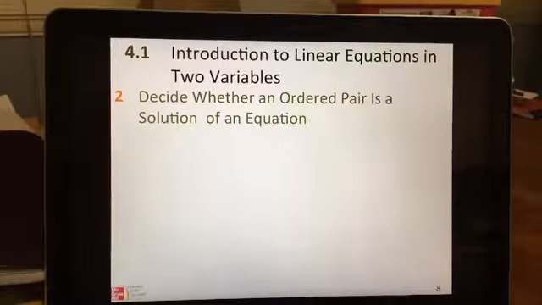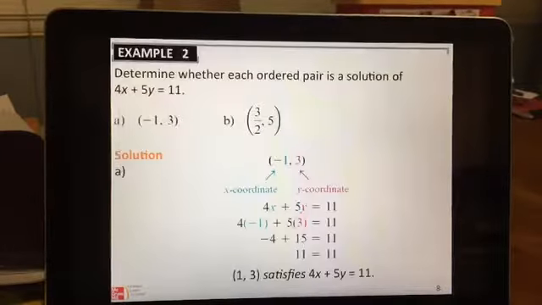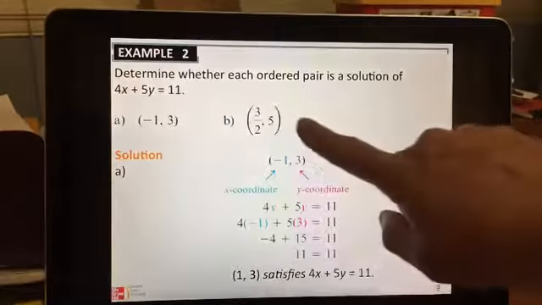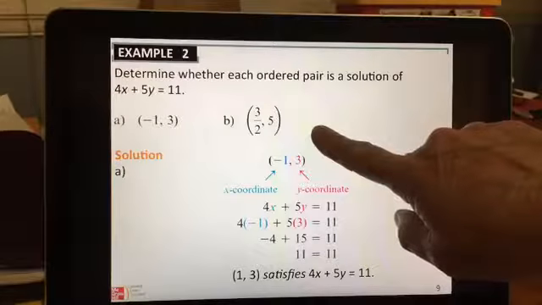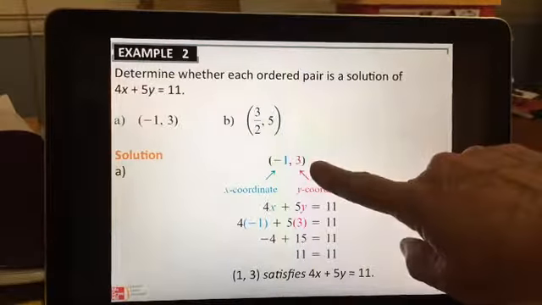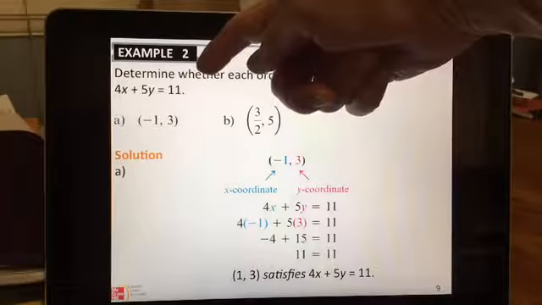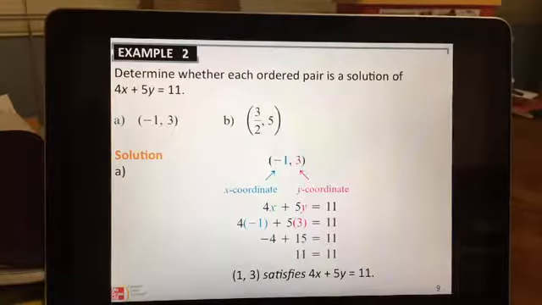Decide whether an ordered pair is a solution of an equation. All right, so now we're given 2 points, negative 1, 3, and 3 halves, 5. And we are going to decide first if negative 1, 3 is a solution of the given equation, 4x plus 5y is 11.